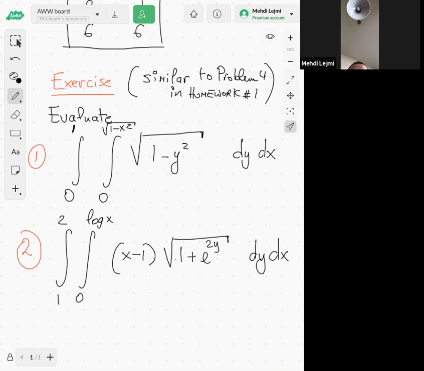So when you change the order of integration, guys, one of the problems is that you have to sketch your region D, so make sure you have the correct bounds for your integral.